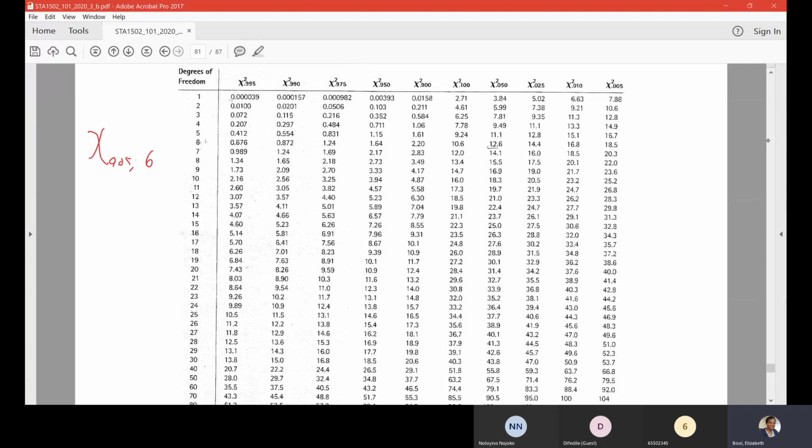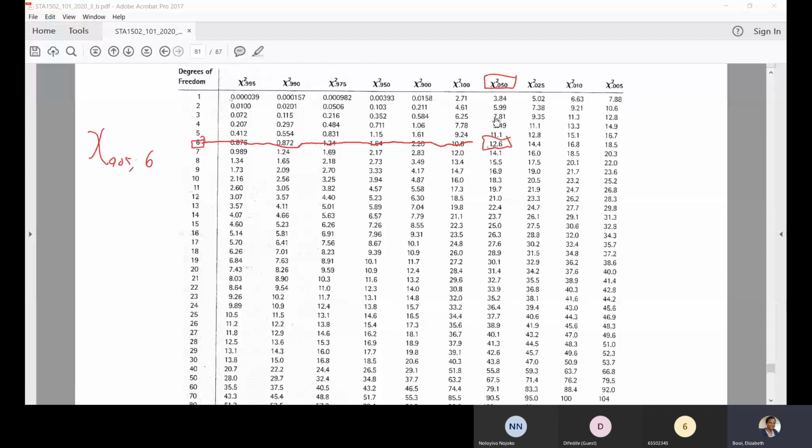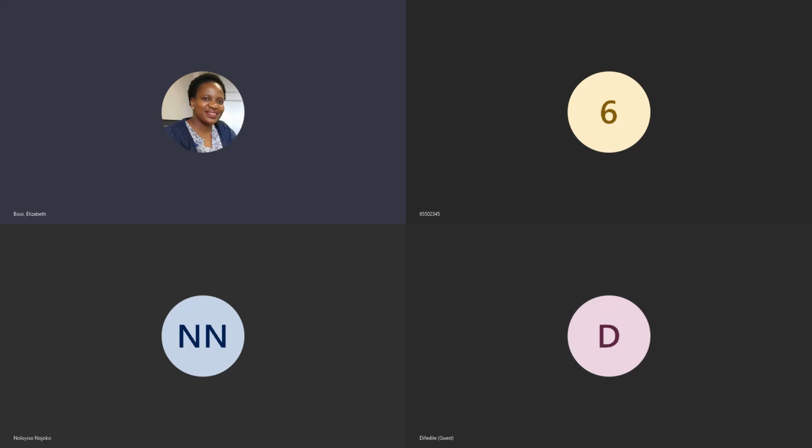So we go to 0.05, and we look for 6. And 6 is there, where they both meet. And that is 12.6. And that is our critical value. So the same method that we used previously, we still use to find the critical value.